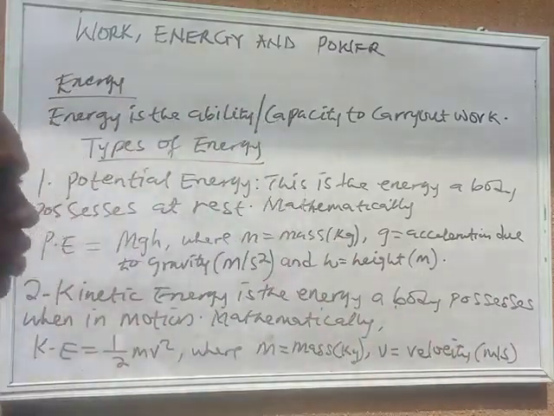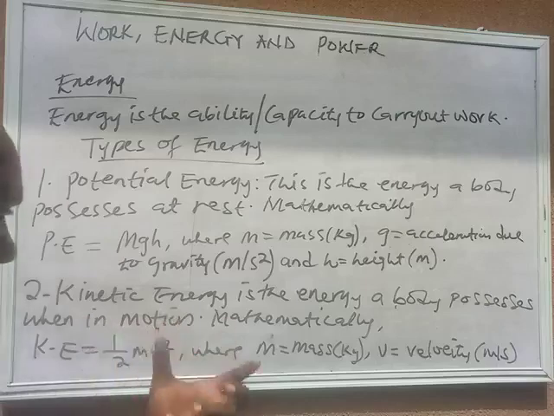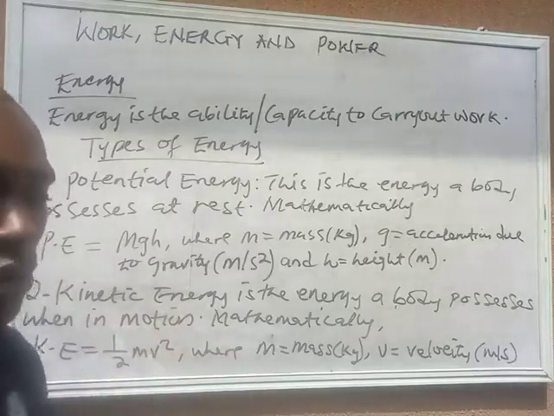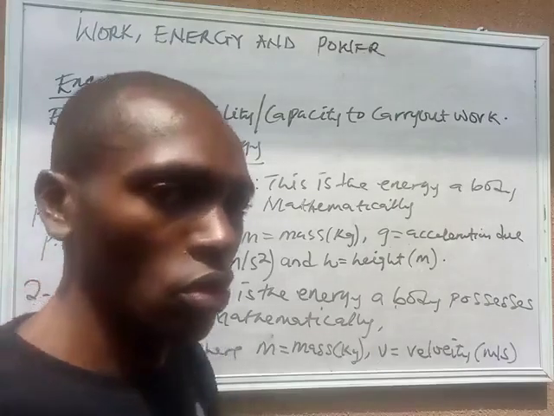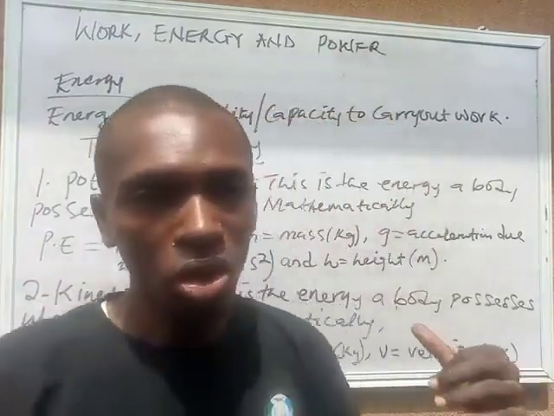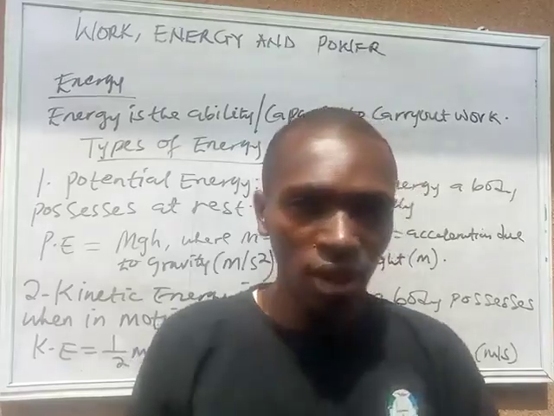Now, these are the two types of energy that we have, in terms of motion: when you have an object, the object can either move or be at rest. We're going to go forward to look at some questions. We're going to solve some questions on energy and work. But before then, let's look at power.